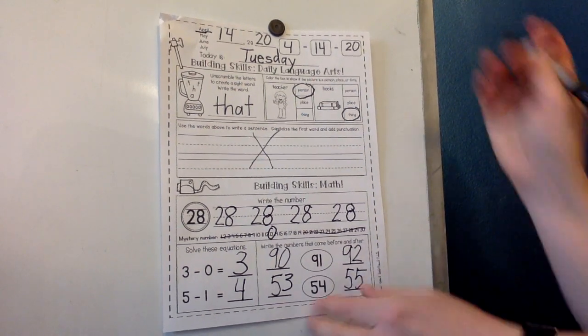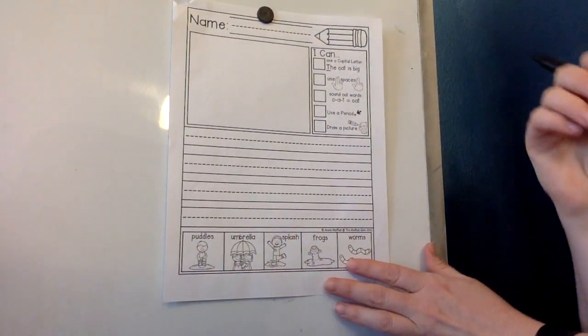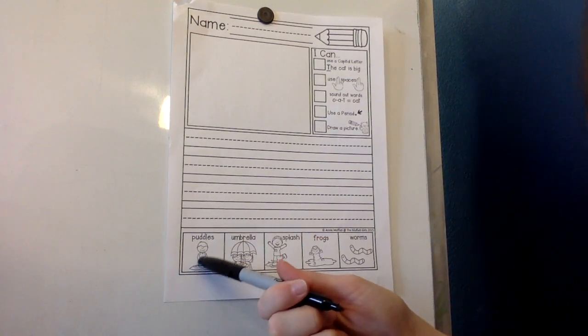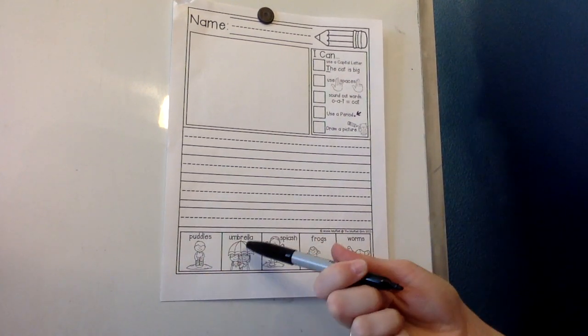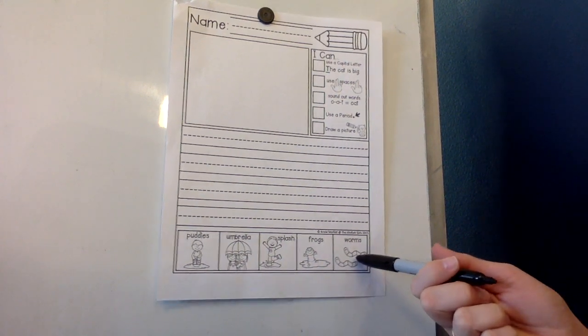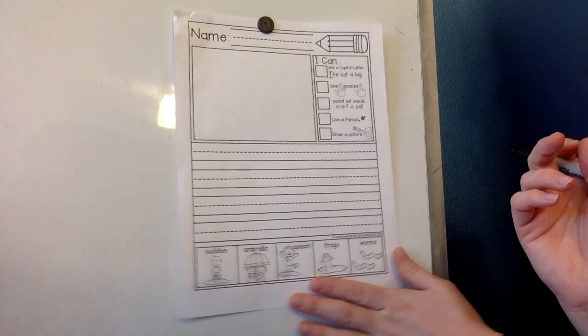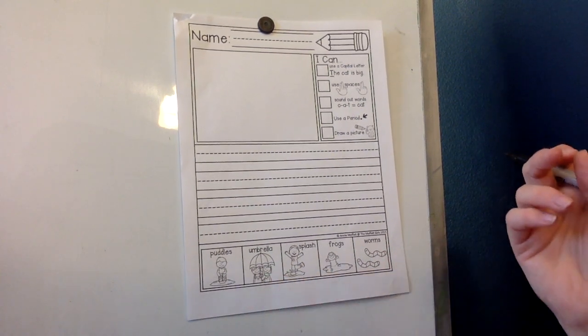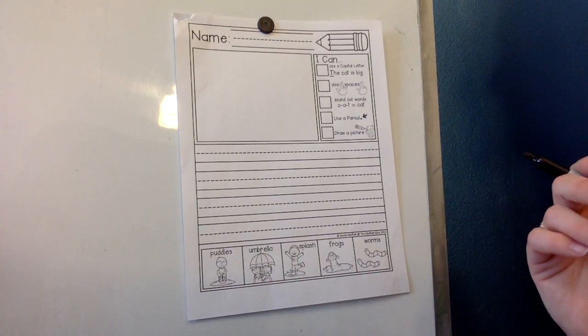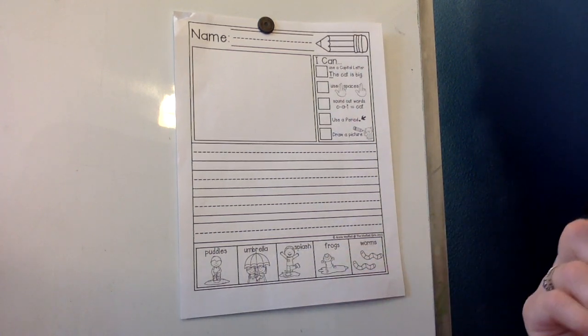All right, let's look at the other side of your journal today. So you get, as your choices, you have puddles, umbrella, splash, frogs, or worms. Now remember, if you already wrote a sentence about frogs, I want you to do something different. I don't want to see you do the same thing. Or if you already wrote about, I know we've had like umbrella before.